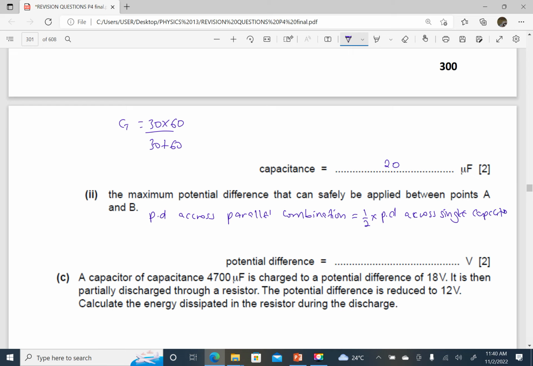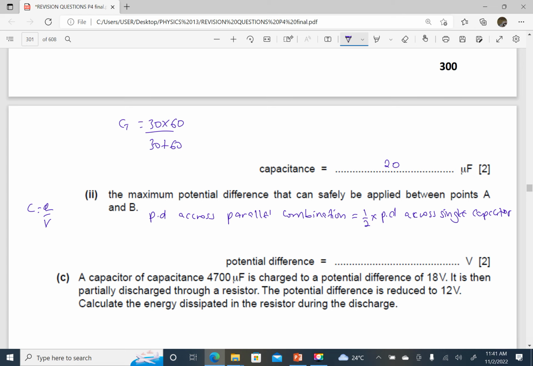If the capacitors are in parallel, total capacitance is higher. That means the PD reduces, because from the formula, capacitance is charge over V. If total charge is the same, then capacitance is inversely proportional to PD. So if the PD across a single capacitor is V, then the PD across a parallel combination is going to be half V.